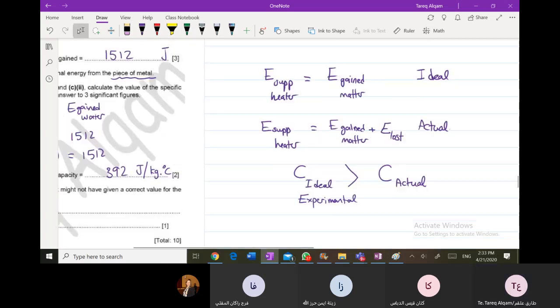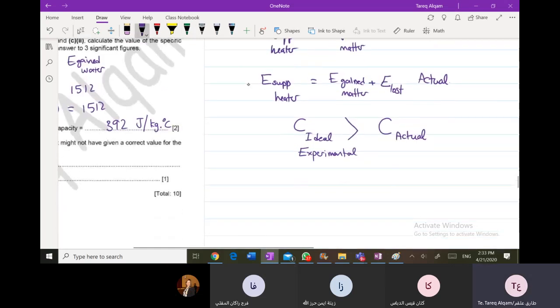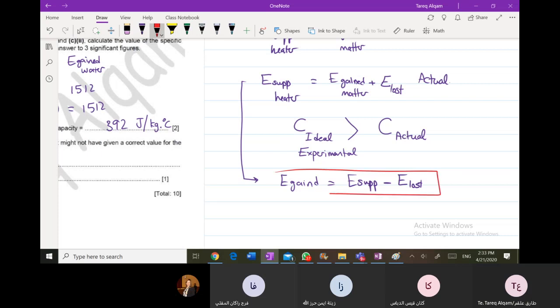Why? Look with me. If I consider this, energy gained equals energy supplied minus the energy lost. So the energy gained will be less than the one that is measured. Is that clear? Yes, mister.